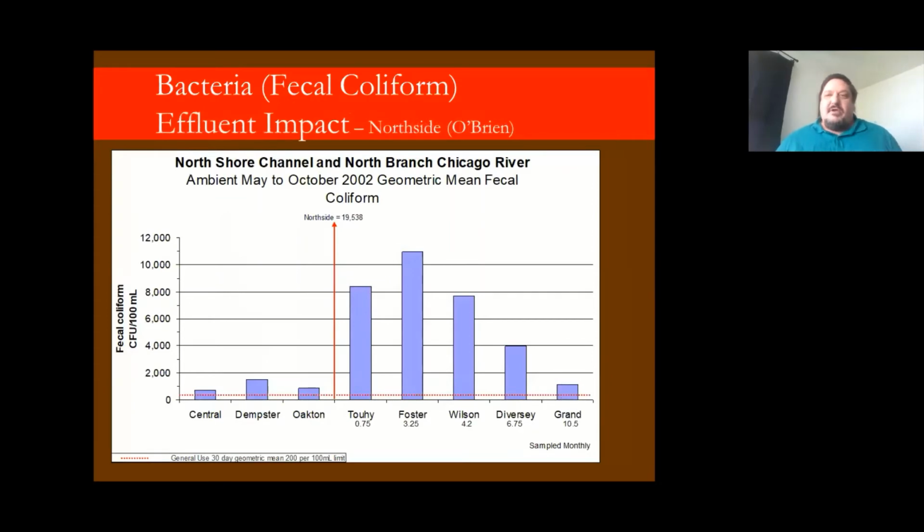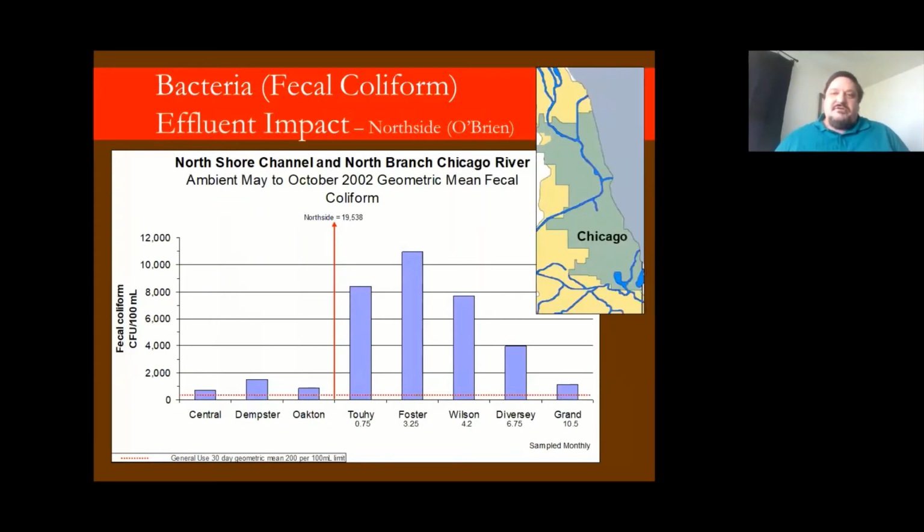And where is the bacteria in the Chicago River? Well, there's a map of the Chicago River in the city, and here the O'Brien or the Northside Treatment Plant is the red dot. You can see upstream of the plant at Central, Dempster, and Oakton, fecal coliform levels are pretty low. But downstream in the effluent, when the water treatment plant is actually putting water back out into the river, fecal coliform levels are pretty high. And being a living organism, bacteria does decay over time. It takes anywhere from 3 to 7 days for the bacteria to die. So the bacteria levels will spike right downstream of the treatment plant and then kind of taper off as you go downstream.